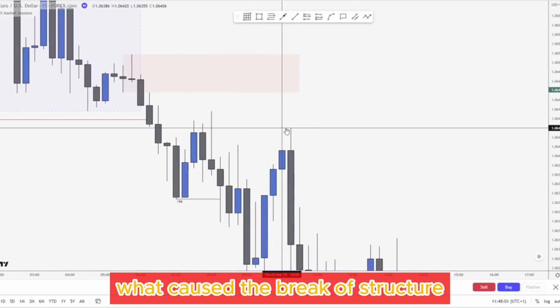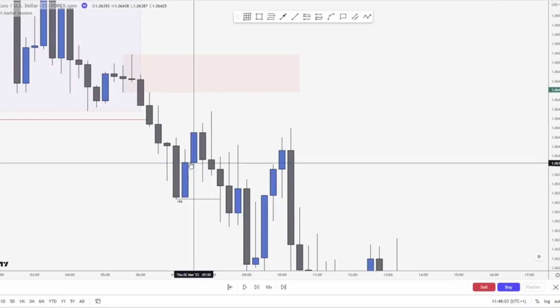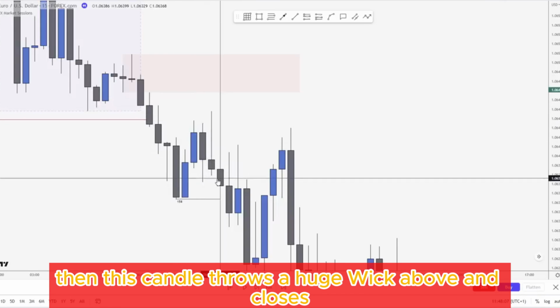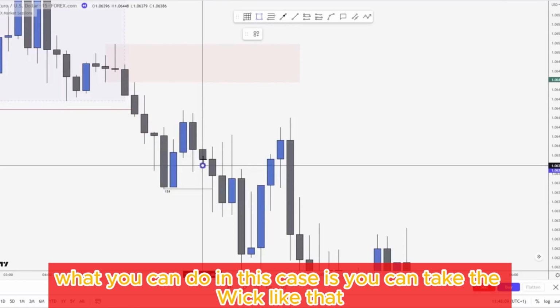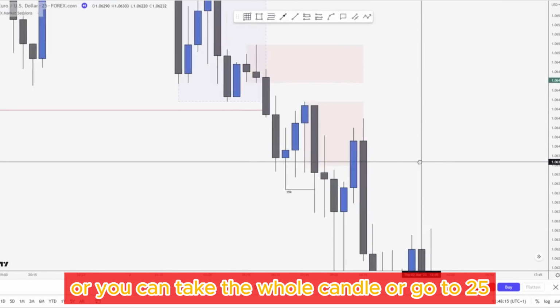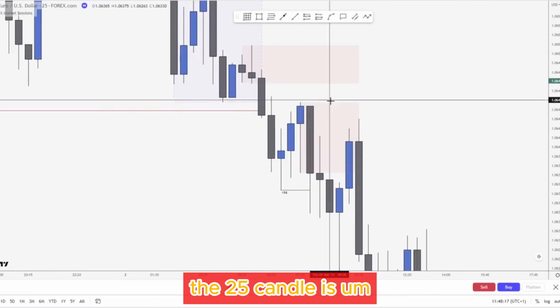What caused the break of structure? Well, have a look here. You have a little detail. So you have the bullish candle, bearish, and then this candle throws a huge wick above and closes. So again, what you can do in this case is you can take the wick like that. You can take the wick like this, or you can take the whole candle, or go to 25, and there is your candle.